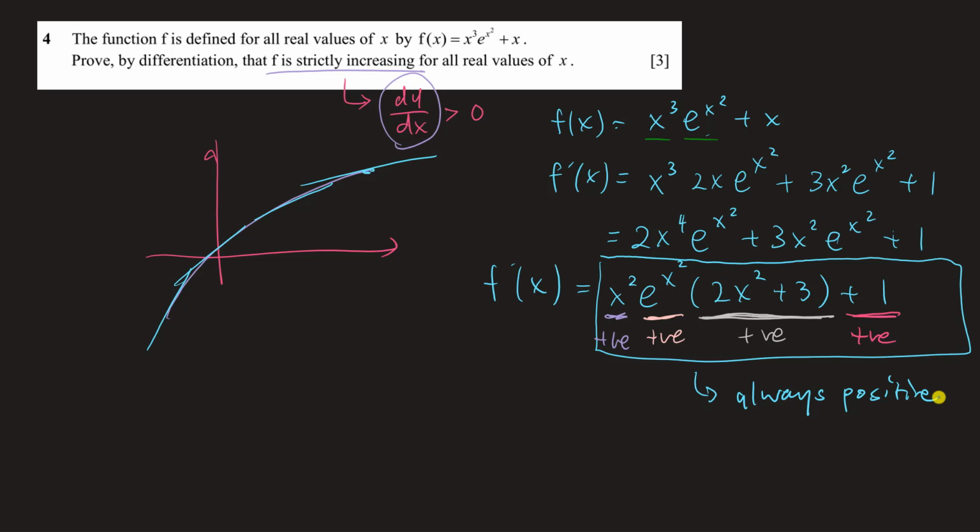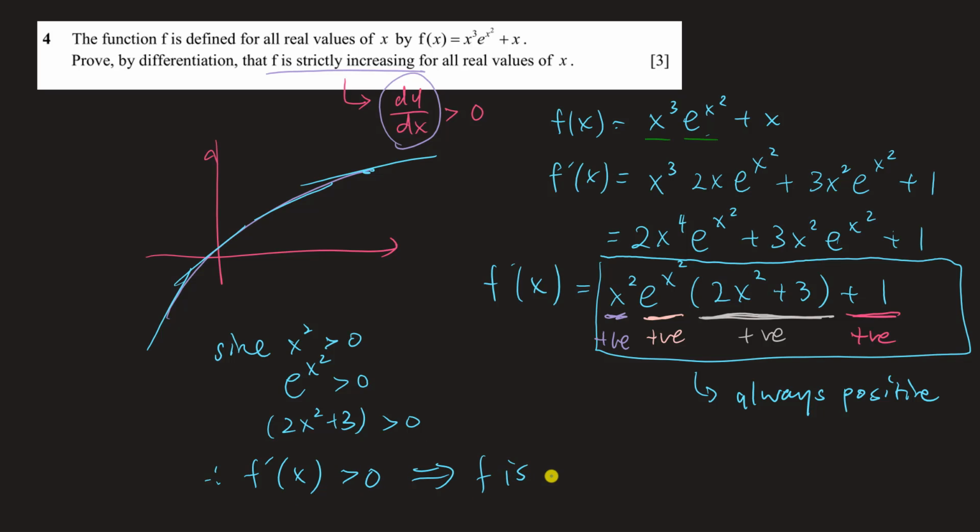Now, of course, you've got to write this in words. Since x², always positive, e to the power of x², it's always positive, 2x² plus 3 is always positive. Therefore, f'(x) is always positive, which means that f is strictly increasing.